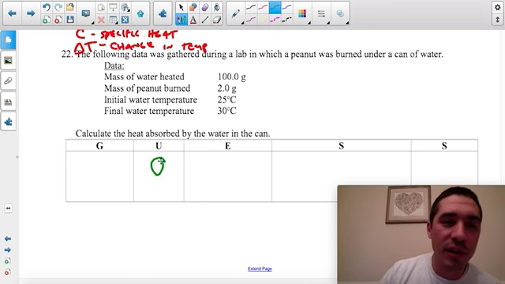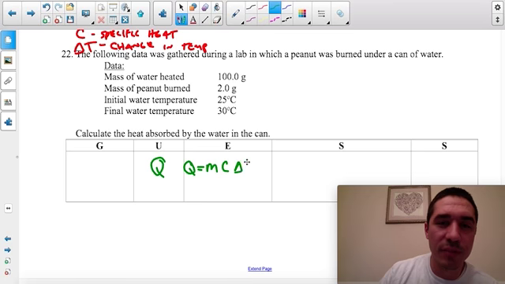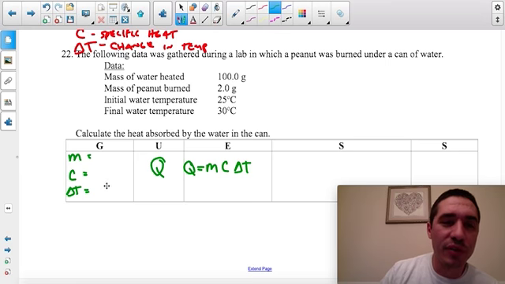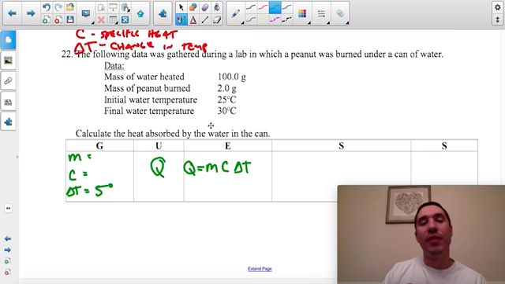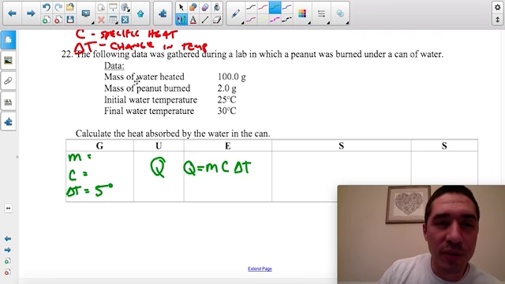So if I wanted to calculate heat absorbed, we're calculating Q. In my equation, Q equals M times C times change in temperature. So my givens that I need to come up with are M, C, and change in temperature. Now the mass is the hard part. There's 2 masses here. My initial temperature is 25, my final temperature is 30, so that means my change in temperature is going to be 5 degrees. Well, that 5 degrees is the change in temperature of water. So the mass I'm going to use is going to be specifically the mass of water.